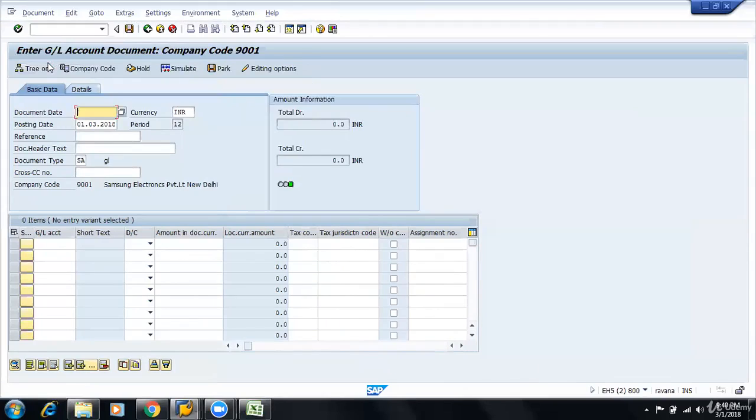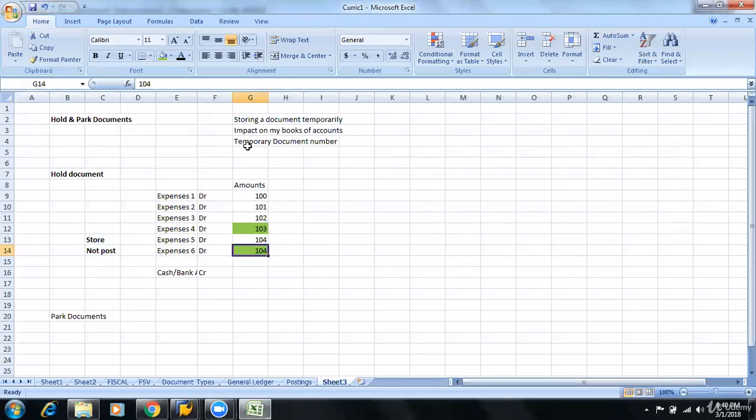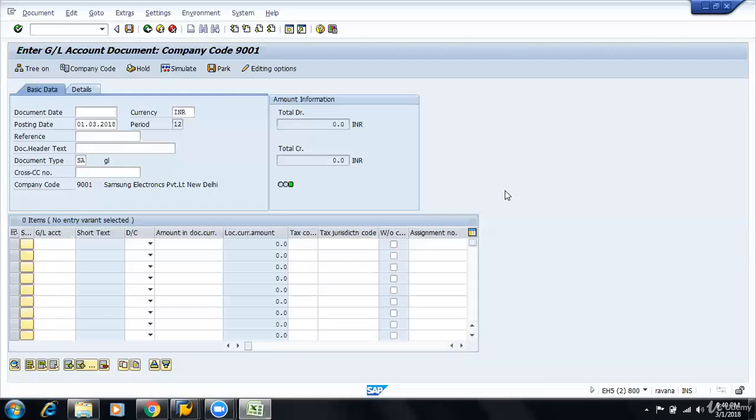So that's it for the held documents. What were our observations? And one more thing regarding observations, I need to show you whether it impacts my books of accounts or not. Let's see if it impacts my books of accounts.